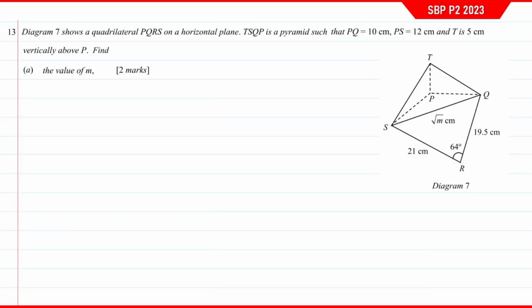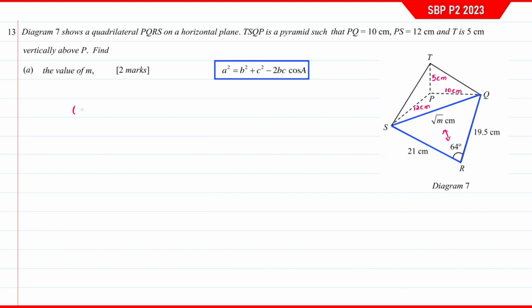Question number 13. Diagram 7 shows a quadrilateral PQRS on a horizontal plane. TSQP is a pyramid such that PQ equal to 10 cm, PS equal to 12 cm, and T is 5 cm vertically above P. Find A, the value of M. So here refer to the triangle QRS. This square root M is opposite the angle 64 degrees. So using the cosine rule, we can find the value of M.